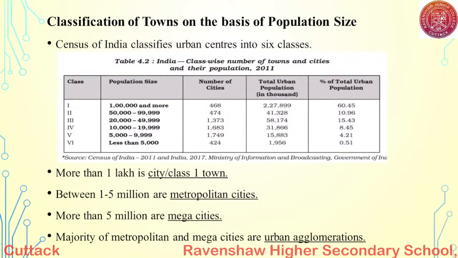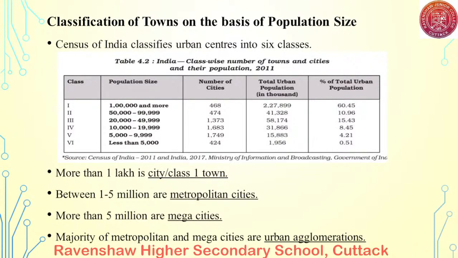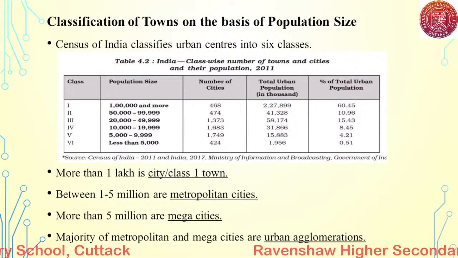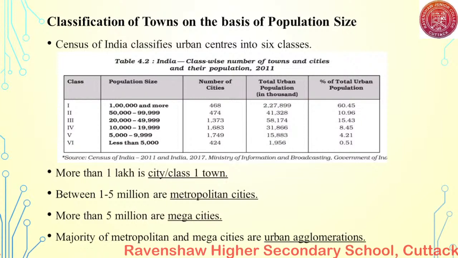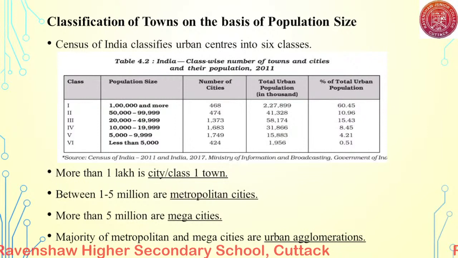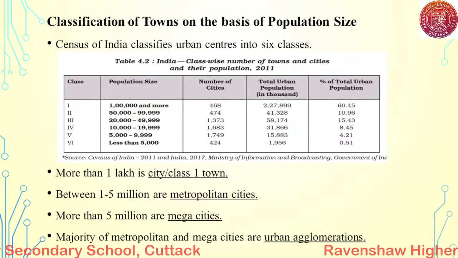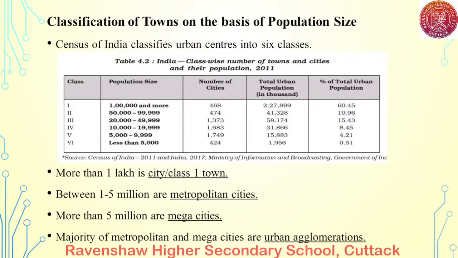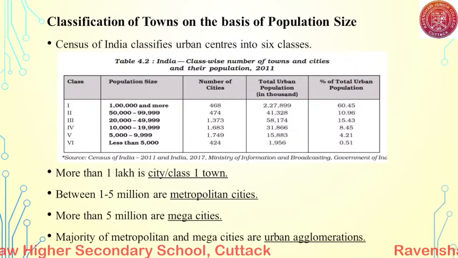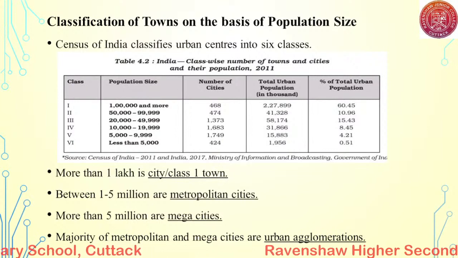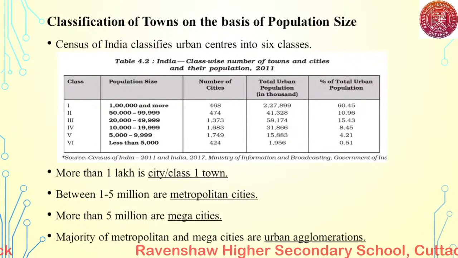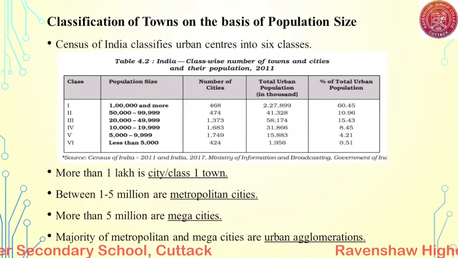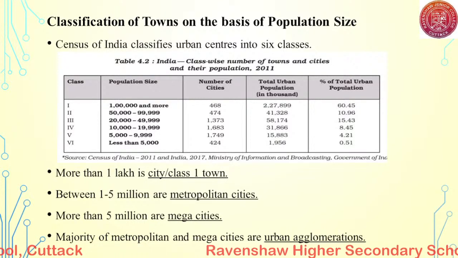Then the fourth category where the urban population is between 10,000 and 19,999. Then the fifth category where the urban population is between 5,000 and 9,999. And the last category is less than 5,000. When the urban population is more than 1 lakh, then that is called a city or a class 1 town. When the urban population is between 1 to 5 million, then that is called a metropolitan city. When the urban population is more than 5 million, that is called a mega city.